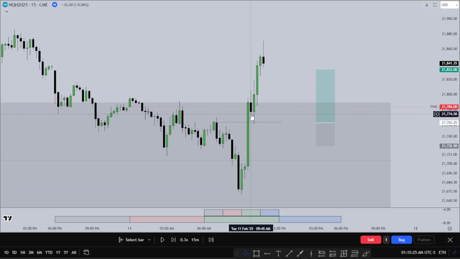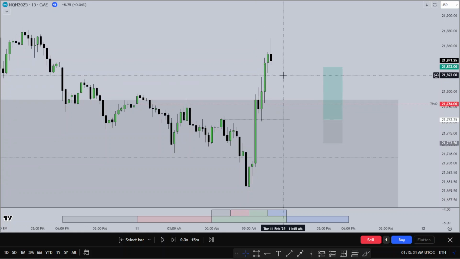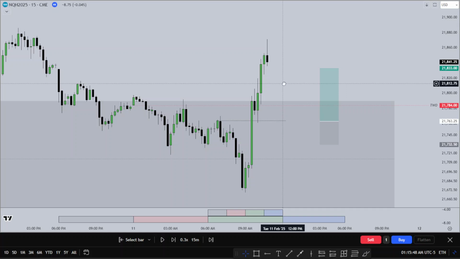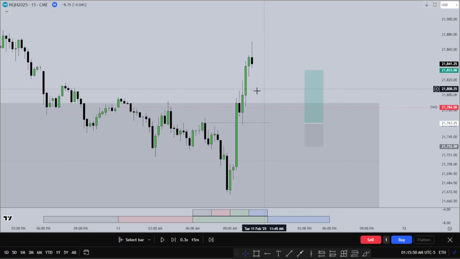So 10 a.m. news to retrace into the fair value gap, and this was a macros time. So 10 a.m. to retrace into this fair value gap, macros time, breaker, fair value gap, then boom. Why didn't I get the wicks? Because I don't like getting wicks, I like getting bodies, right, for more precision entries.